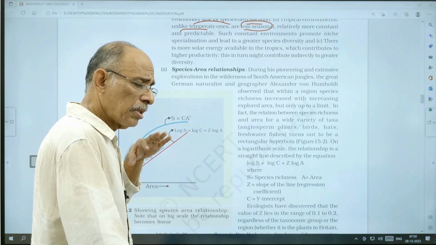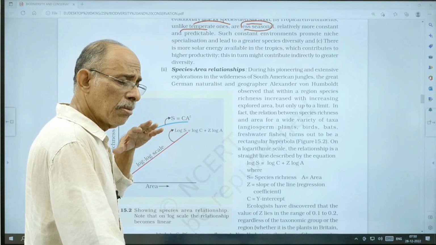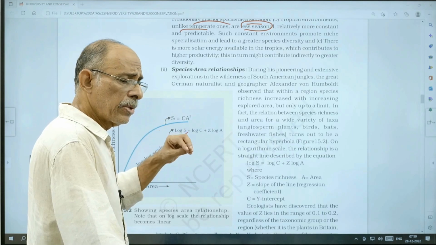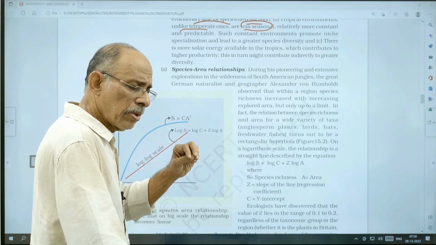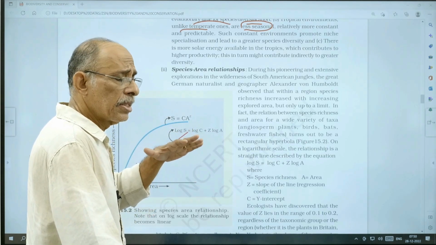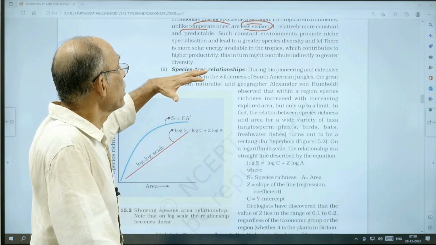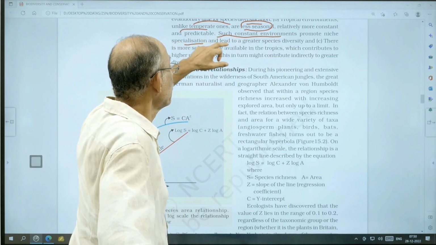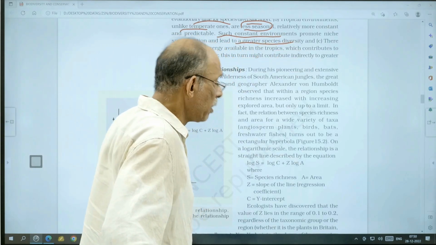For 3 or 4 months in the year it is very cold, and for 1 or 2 months it is almost 20 to 25 degrees Celsius. It is not like that in the tropics; we have an almost constant environment. Then the constant environments promote speciation and lead to greater species diversity.